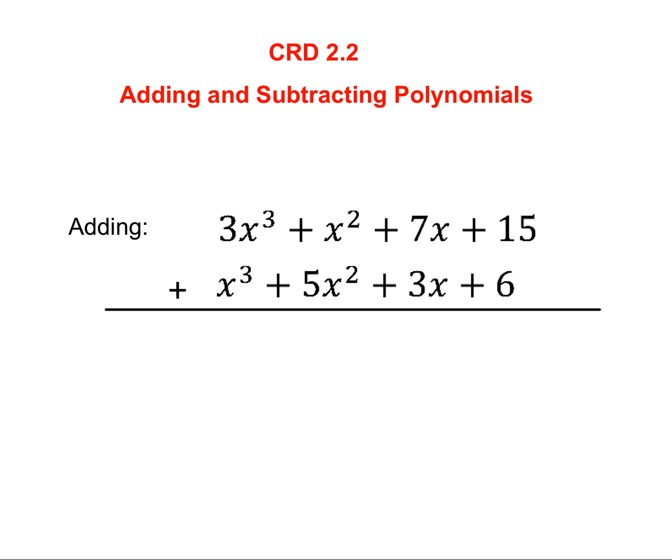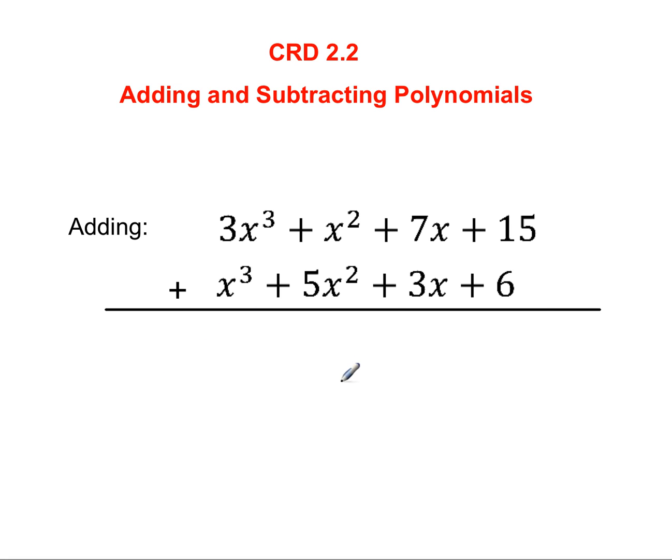CRD 2.2, adding and subtracting polynomials. So now you know what a polynomial is, and in 2.2 you learn how to add and subtract them. In 2.3 you learn how to multiply them, and then in 2.4 you learn how to divide them. So adding and subtracting is pretty straightforward. You just have to worry a little bit about signs, that's all, but the adding is very simple. So I'm going to go through it with you, and hopefully this will be a quick video.